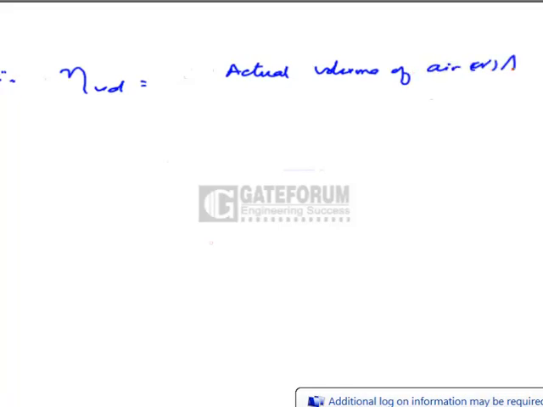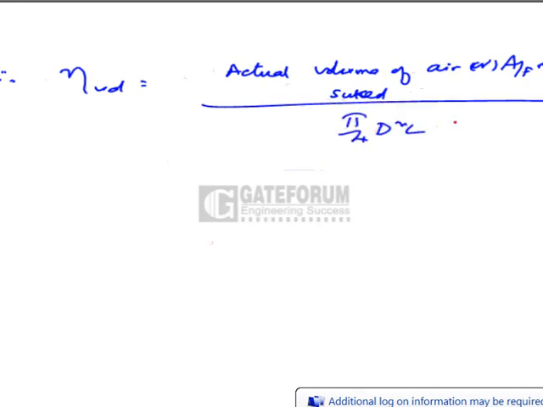Therefore, volumetric efficiency is the ratio between the actual volume of air or air fuel mixture, in the case of a petrol engine, sucked during the suction stroke divided by pi by 4 d square L. In fact, the volumetric efficiency of an engine depends on so many factors.